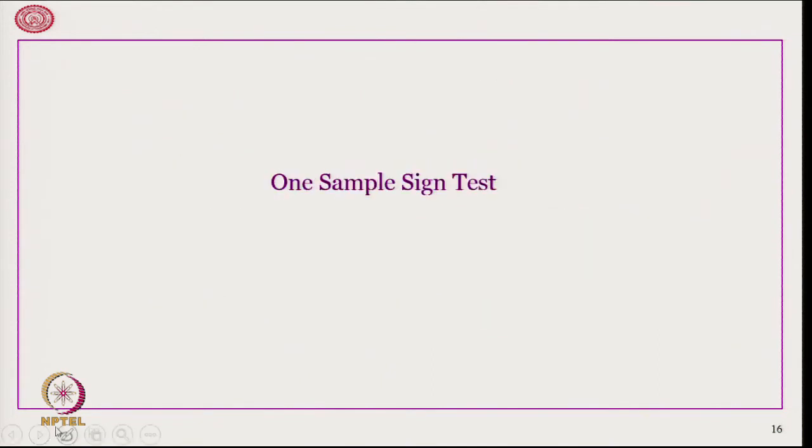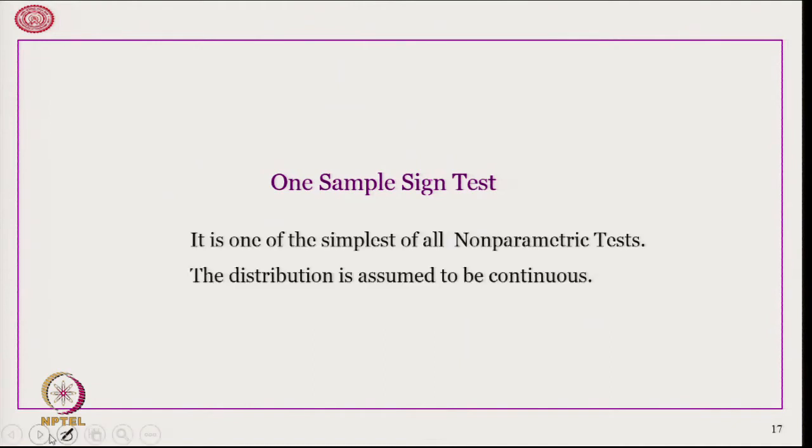So, the first test we are looking at is the one sample sign test. By one sample we mean that the sample is taken from one population. Later we shall be learning tests which are based on more than one sample, for example, the two sample sign test, when we will be comparing the central location of two different populations. So, let us first understand what the one sample sign test is.